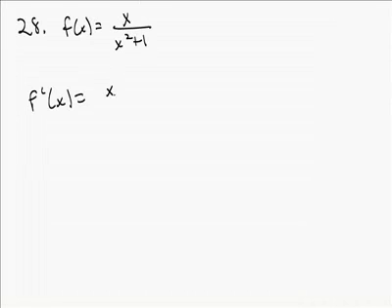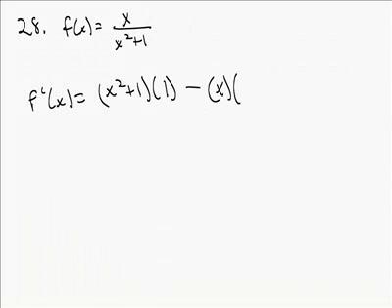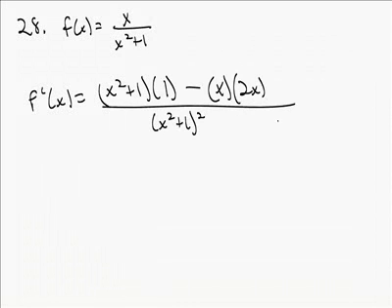I want to get you started on number 28, where we have a function f of x, and it is equal to x divided by x squared plus 1. And we want to find f prime and f double prime. So let's start with f prime. This is a quotient rule. So we'll have the bottom, x squared plus 1, times the derivative of the top, which is just 1, minus the top, which is x, times the derivative of the bottom, which is going to be just 2x, all over the square of the bottom, x squared plus 1 quantity squared.